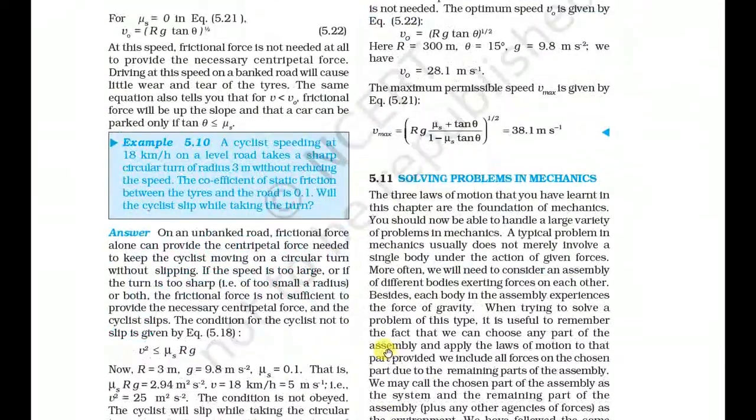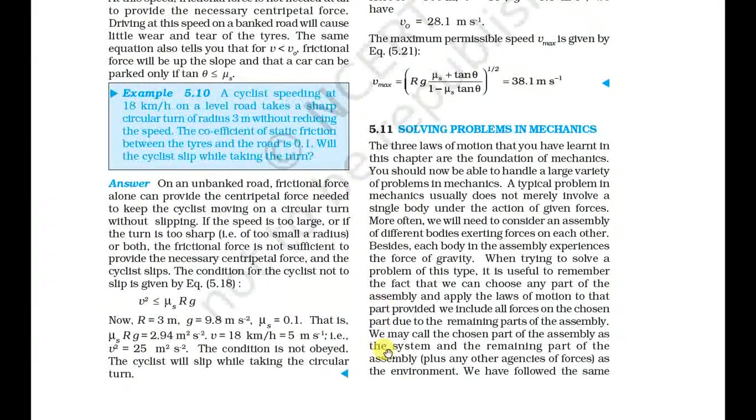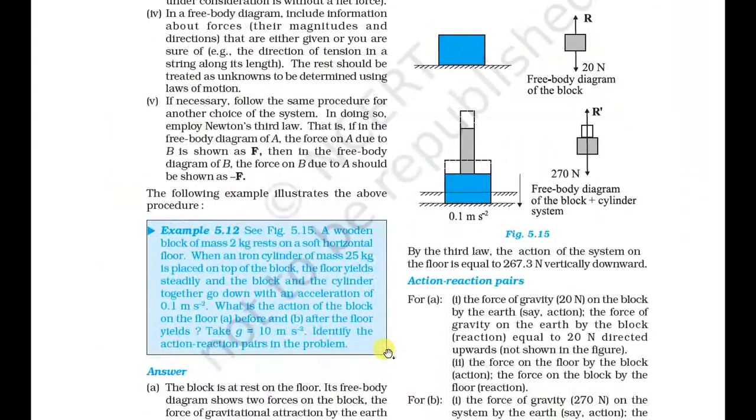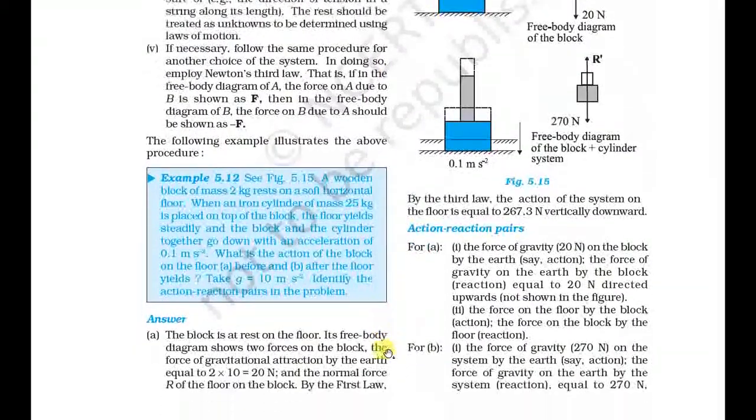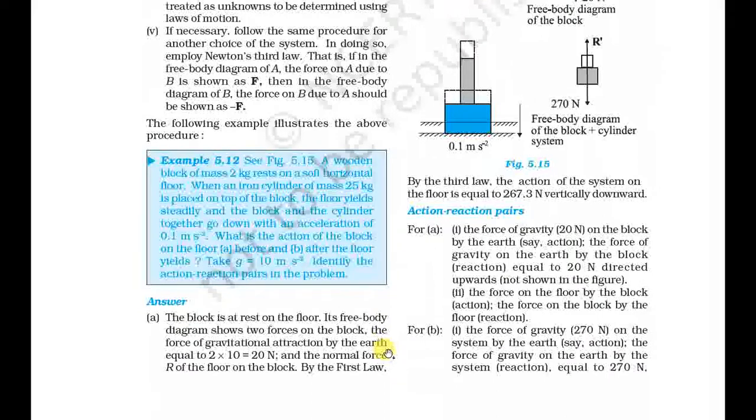Now see here, another topic is solving the problem, the action and reaction pairs. The force of gravity of 20 newtons on the block by the earth, and the force of gravity on the earth by the block, the reaction, is equal to 20 newtons directed upward, not shown in the figure.